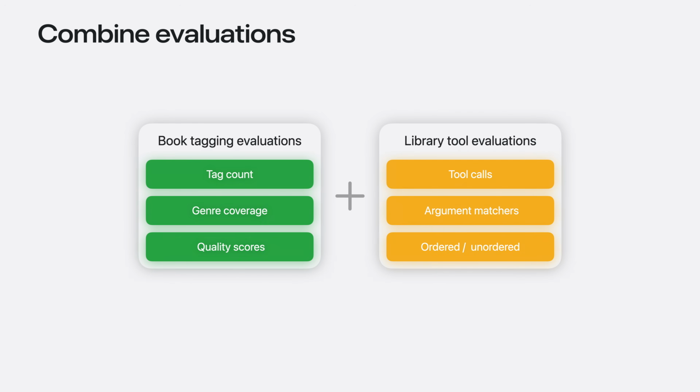All right, Kyle, back to you. This is where it all comes together. Earlier, we built book tagging evaluation. It checks what the model produces: tag count, genre coverage, quality scores. Now we have tool evaluations. They check how the model gets there: the right tools, right arguments, and right order. Run both in the same evaluation suite, and you'll have built end-to-end confidence in your feature.